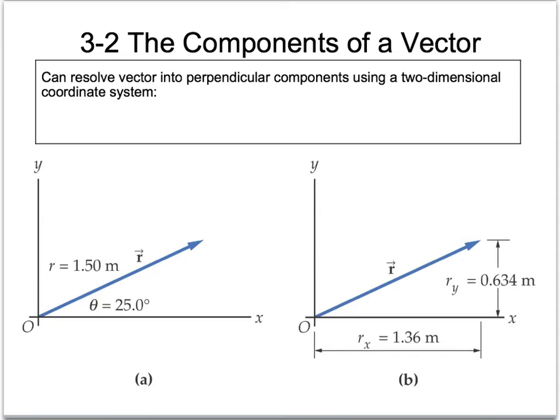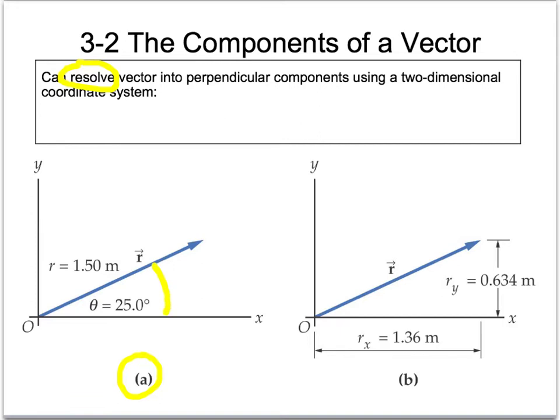Alright, so first thing we need to learn is that we can take vectors and resolve them into perpendicular components using a 2-dimensional coordinate system. And I'll show you what that means. It could be confusing. Suppose you have a vector, let's look at part A here. Suppose you have a vector that's 1.5 meters long at an angle of 25 degrees with respect to the origin.